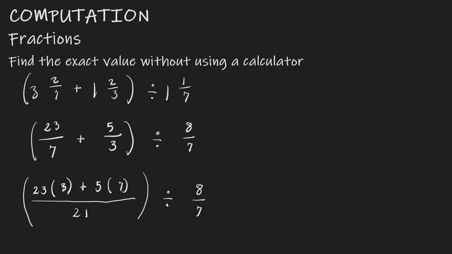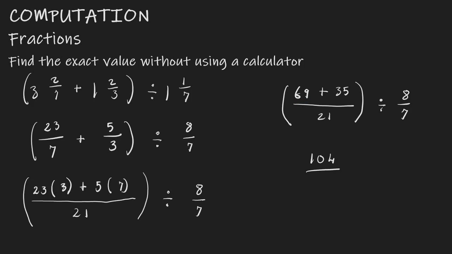Simplifying the numerator of my fraction within my brackets, 23 times 3, that is equal to 69, plus 5 times 7, that is equal to 35. And this is over 21. And we're dividing this by 8 over 7. 69 plus 35, that is equal to 104 over 21 divided by 8 over 7.